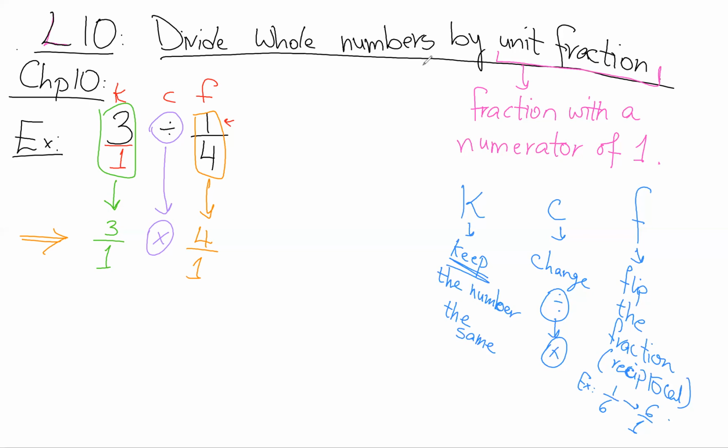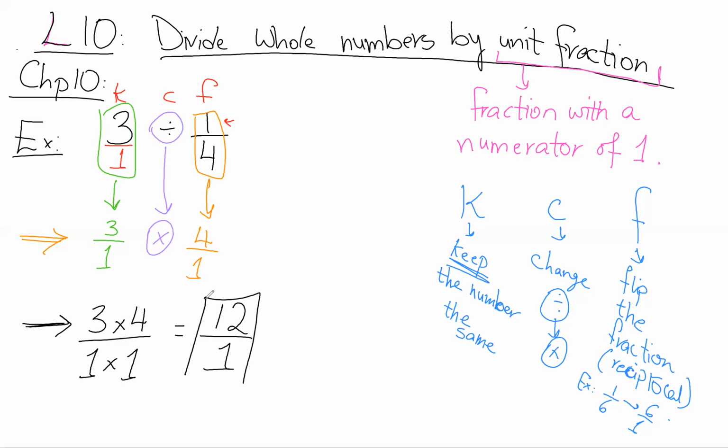Therefore, when we reach this method, what do we do? We multiply fractions. How do I multiply fractions? The numerator with the numerator and the denominator with the denominator. So 3 times 4 is 12, and 1 times 1 is 1. Very good. So this is my answer, or my quotient.